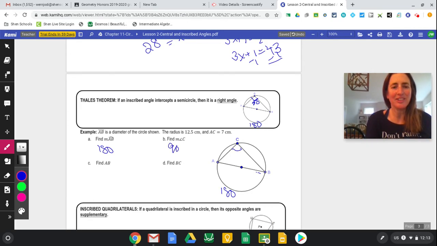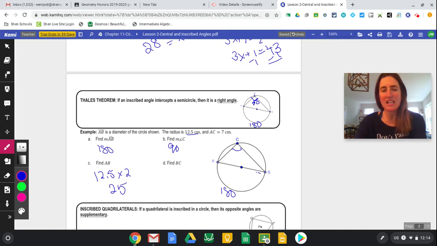Oh, 90, because it's a right angle, people, because Thales' theorem says so. Thales was a famous mathematician. Okay, so now find the length of AB. Ooh, it tells me the radius is 12.5. So 12.5 times 2 is going to give me 25 because that's a diameter. That was a piece of cake.